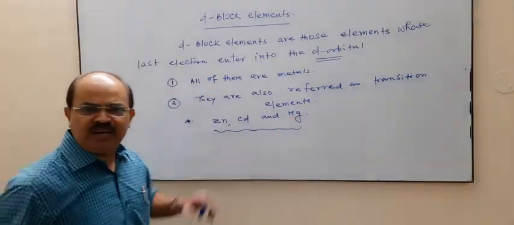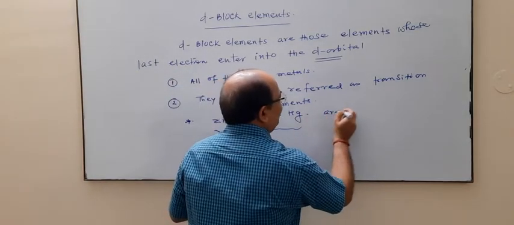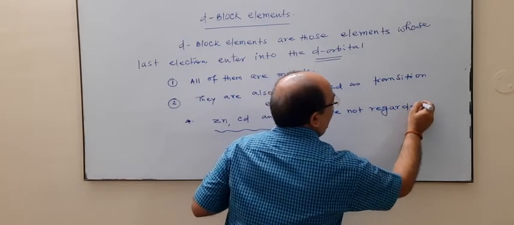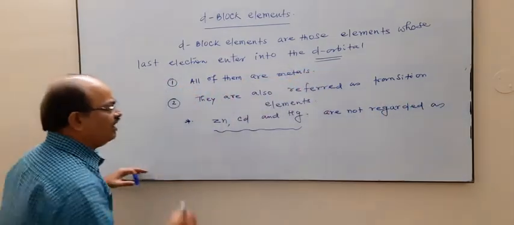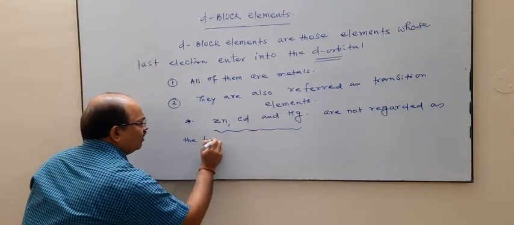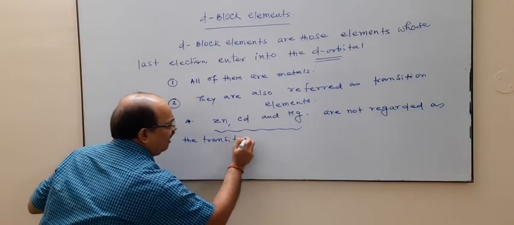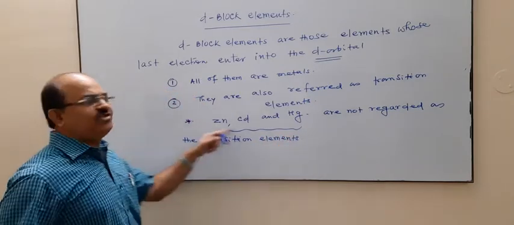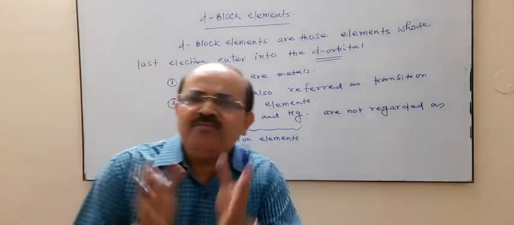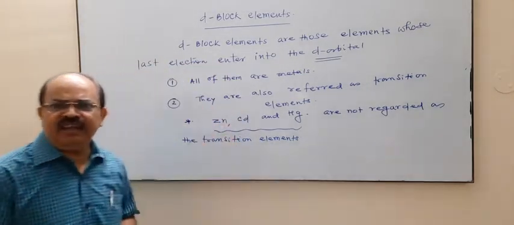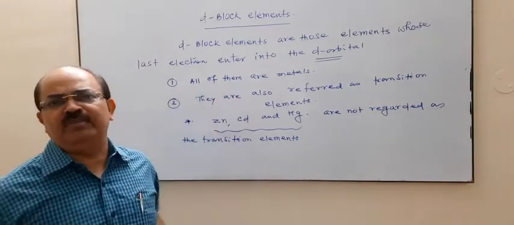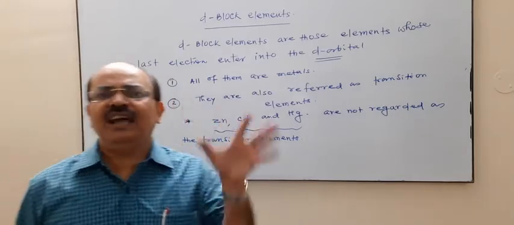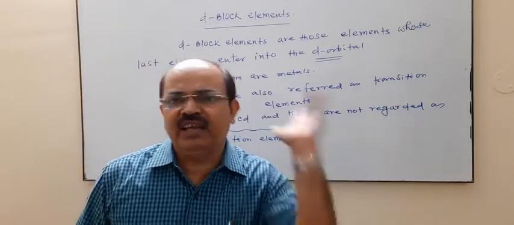Zinc, cadmium and mercury are not regarded as transition elements. यानी जिंक, कैडमियम, मरकरी को हम ट्रांजिशन एलिमेंट नहीं कहते हैं. बाकी जितने भी डी ब्लॉक एलिमेंट हैं, अपार्ट फ्रॉम योर जिंक, कैडमियम एंड मरकरी, they are treated as transition elements.